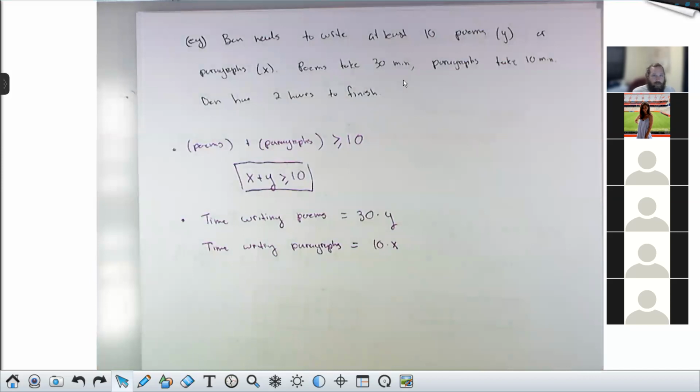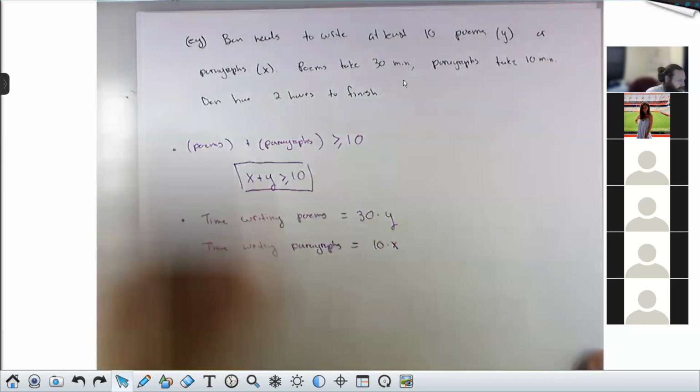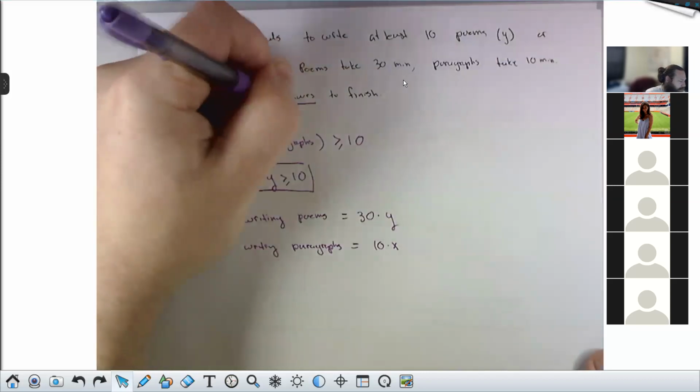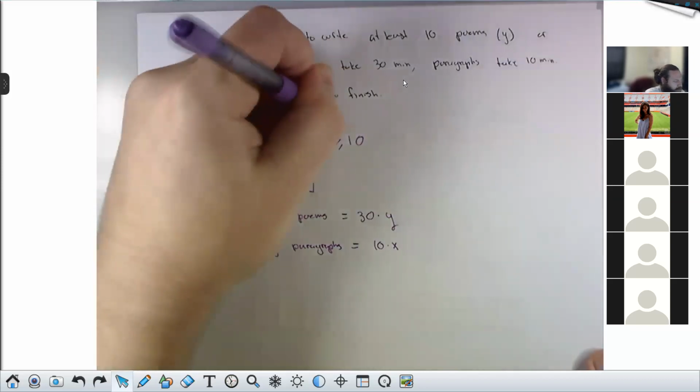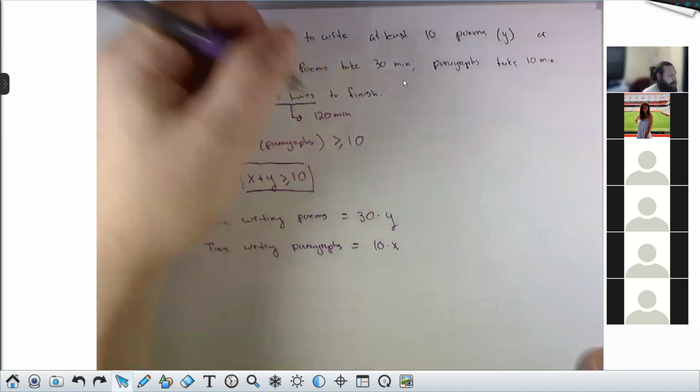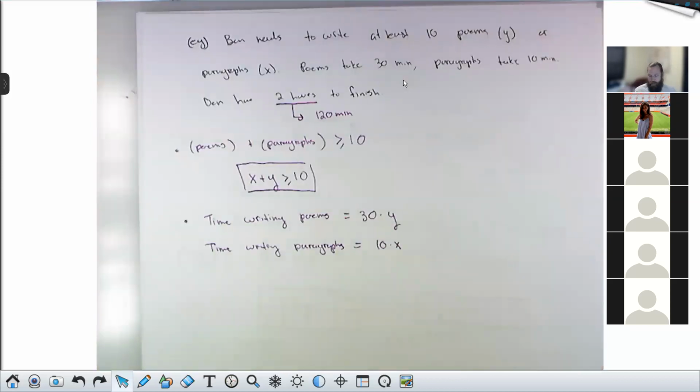And we know the dude only has 2 hours. The only thing we've got to be careful about here, 2 hours is 120 minutes. Because we're measuring the time for the poems and paragraphs themselves in minutes, we've got to make sure that we're using the same units everywhere. And we want to finish before the test ends. So we want the total time.